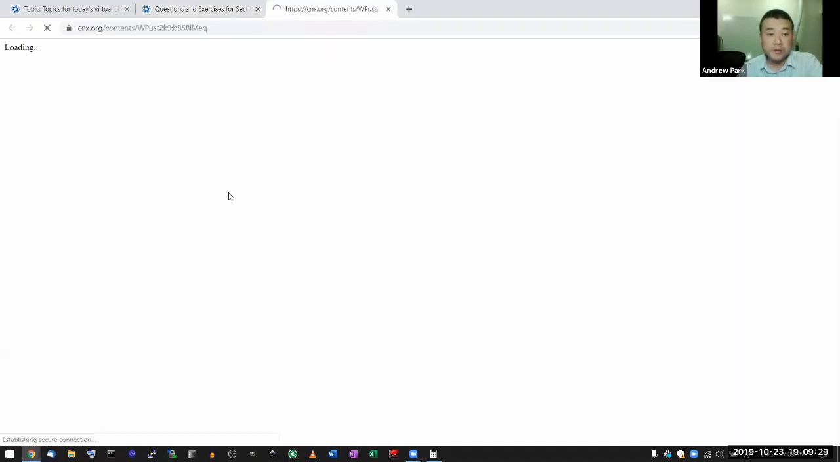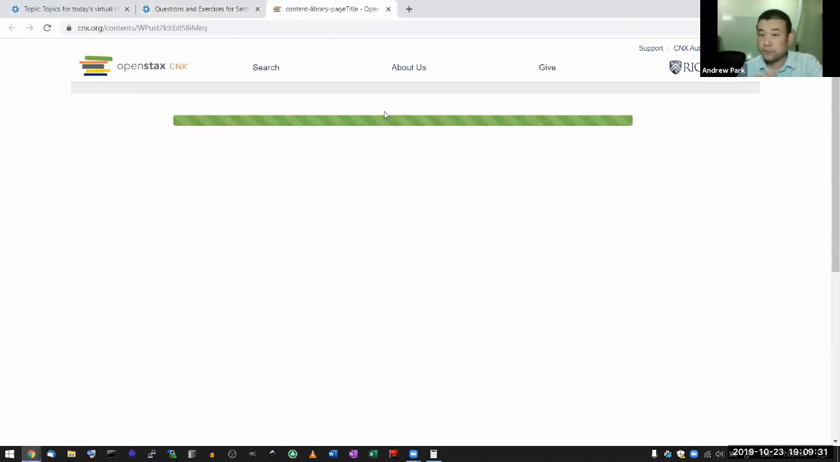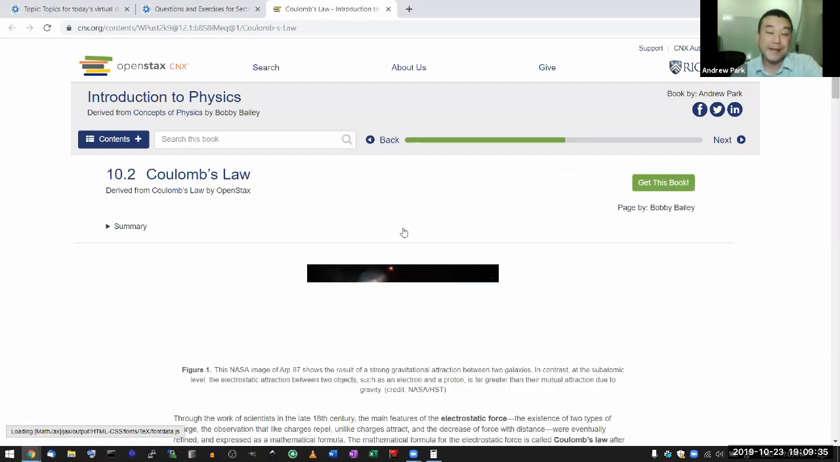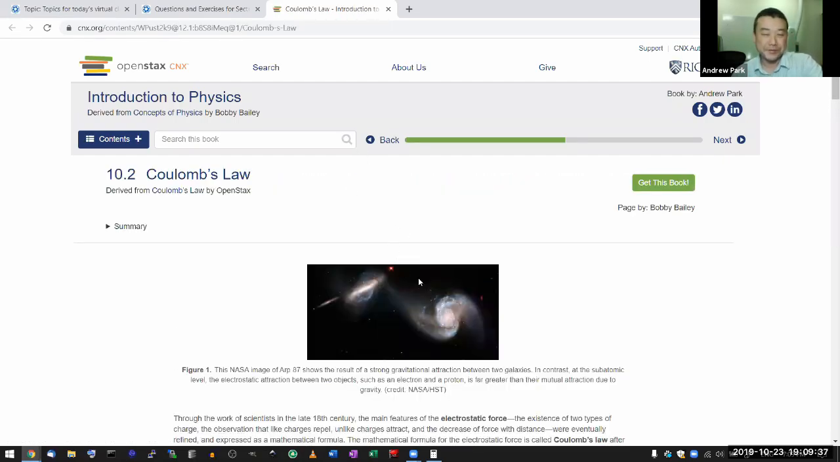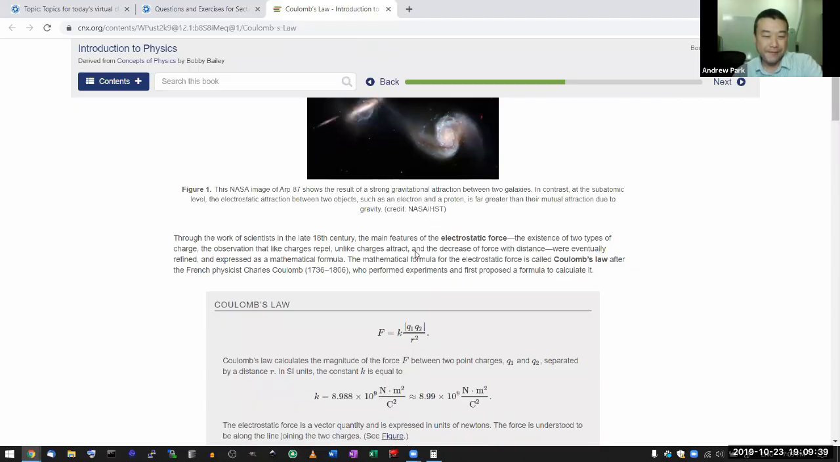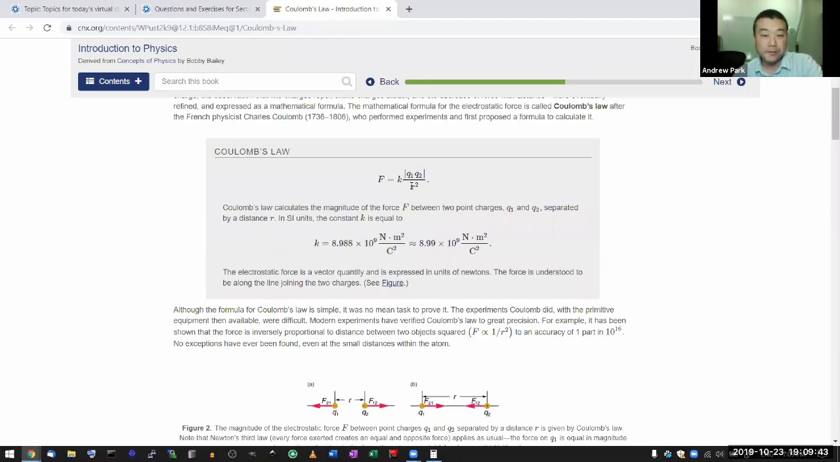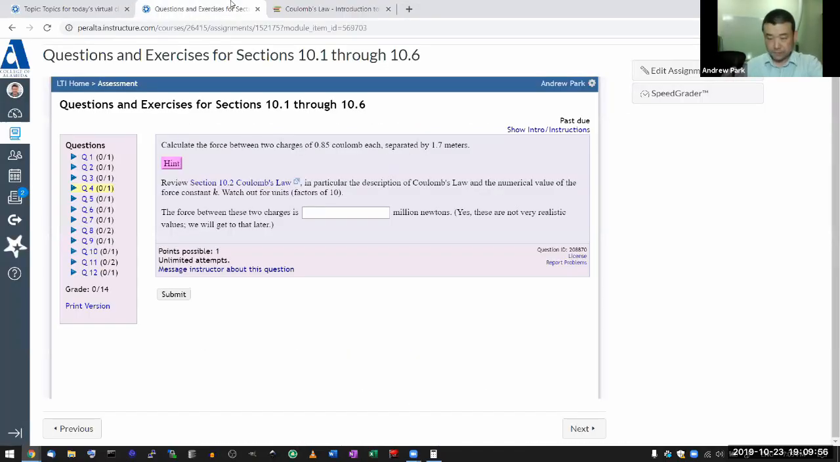So when you follow this link, it'll take you to section 10.2. And ideally, you should read it. That's what I recommend. You should endeavor to understand everything. But what it really comes down to is, for the purpose of that particular question, you need to know Coulomb's law. So that's what I'm going to write down. And I need to know this constant here, and that's what I'm going to write down. So let me go back and write it down.